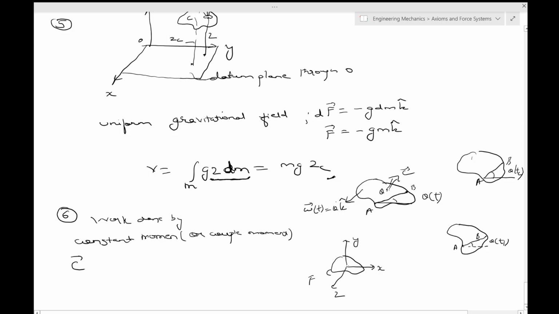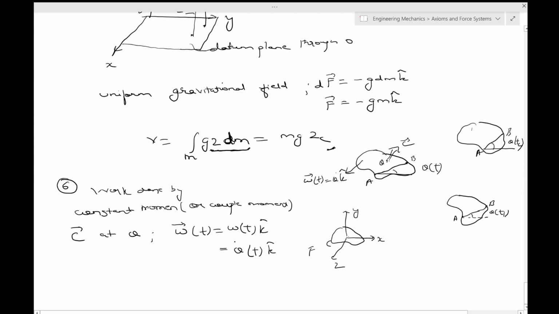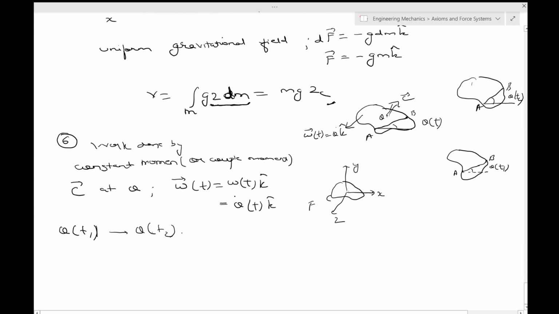C. Okay, it is acting at Q of a rigid body, and that rigid body rotates with angular velocity omega t as omega t k hat or theta dot t k hat. Since it's a rigid body, we can just draw this line between A and B and track how it's rotating. So theta at T1 to theta at T2. So you want to calculate basically the work done between these two instances, T1 and T2. So let's see how we can do that.